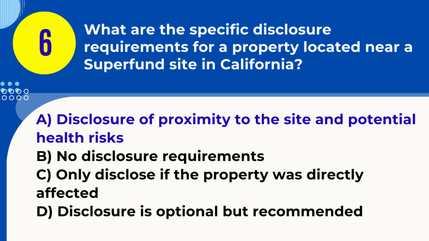Answer: A. Disclosure of proximity to the site and potential health risks. Explanation: in California, sellers must disclose if a property is located near a Superfund site, including any known or potential health risks associated with that proximity.